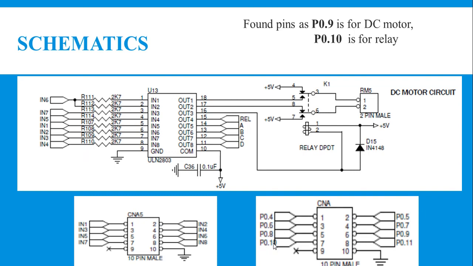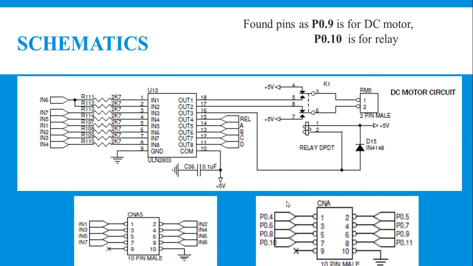Whenever the 10th pin of port 0 is 1, that means when your microcontroller is sending logic 1 via this 10th pin, then the 16th pin, that means out 3 of the driver, will create a ground path for the relay. The relay will get energized, and the switch positions of the poles will change from normally open terminal to normally closed terminal, and the direction of the DC motor becomes clockwise.